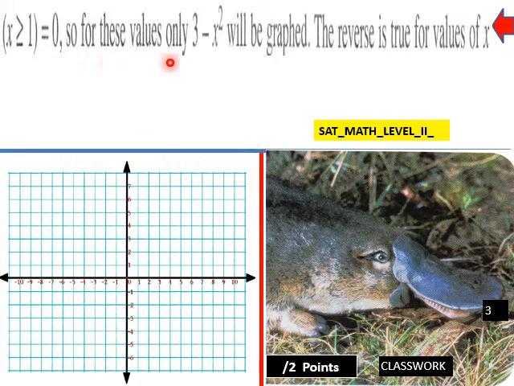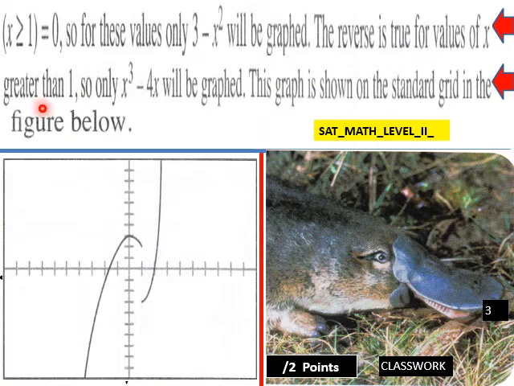So for these values only, 3 minus x squared will be graphed. The reverse is true for values of x greater than or equal to 1, so only x cubed minus 4x will be graphed. This graph is shown on the standard grid in the figure below. So here is that piecewise function after you enter these specific key-ins.